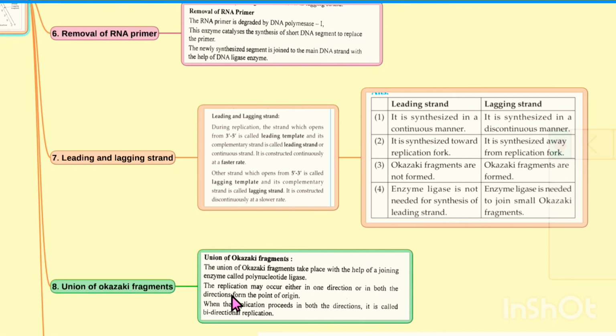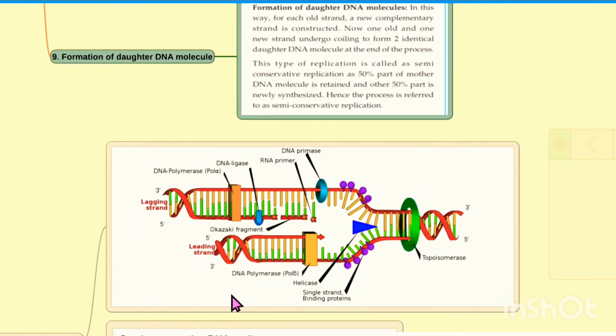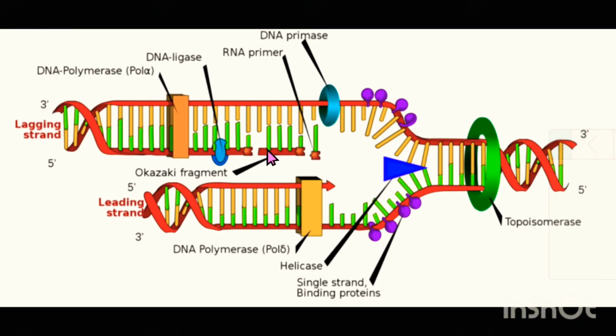You see the process, one important, simple but very vast to see. Most of the concepts are clear from this diagram. This is the lagging strand, this is the leading strand, this is helicase for the cutting, and this is RNA primase, this is the RNA primer, this is DNA ligase for joining, this is DNA polymerase for joining of the nucleotides, and these are the Okazaki fragments. This is the lagging strand.